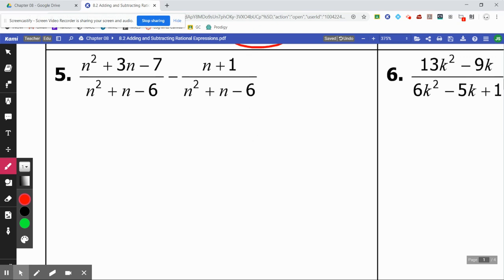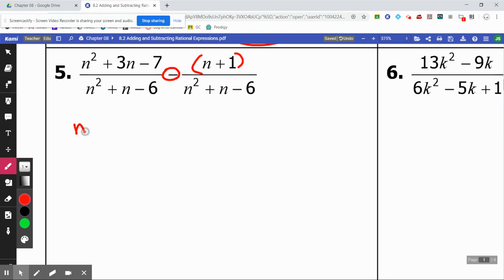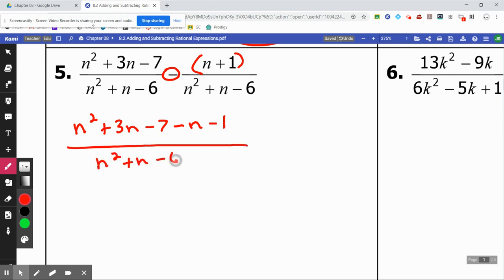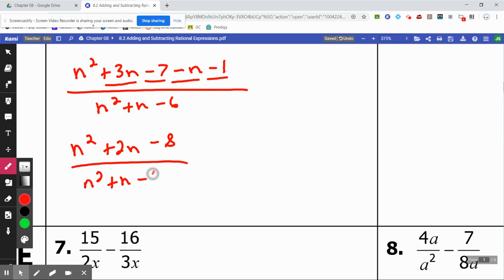You do have your common denominator. On top, you have minus this, so make sure you distribute the minus. So you have n squared plus 3n minus 7, minus n minus 1 on top, and n squared plus n minus 6 on bottom. On top, combine like terms: n squared, combine the 3 minus 1 gives you a plus 2n, negative 7, negative 1 is a negative 8. Bottom stays the same.